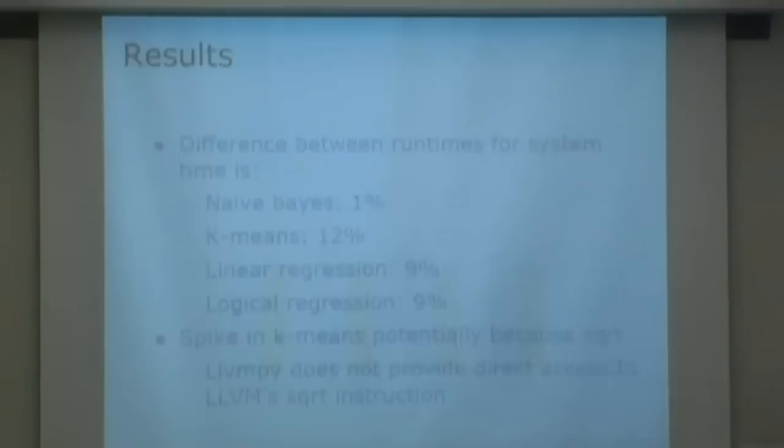Given that Clang is a very mature tool, it runs a whole lot faster. So naive Bayes is about 1% slower. K-means is 12%. Linear and logistic regression is 9%. The explanation for why K-means is that much slower than the other algorithms is that K-means has a distance calculation, which means that it uses square root. And because we can't call the instruction directly, we need to have one level of indirection. So we're calling two functions for every time that Clang will call one, which obviously slows down the functionality.